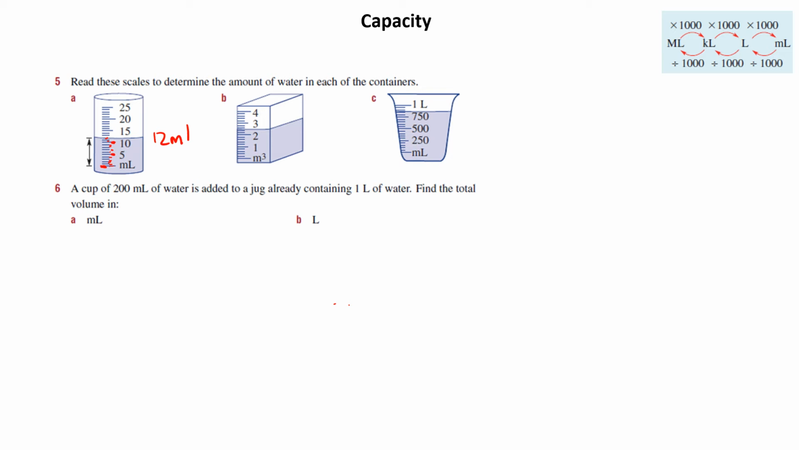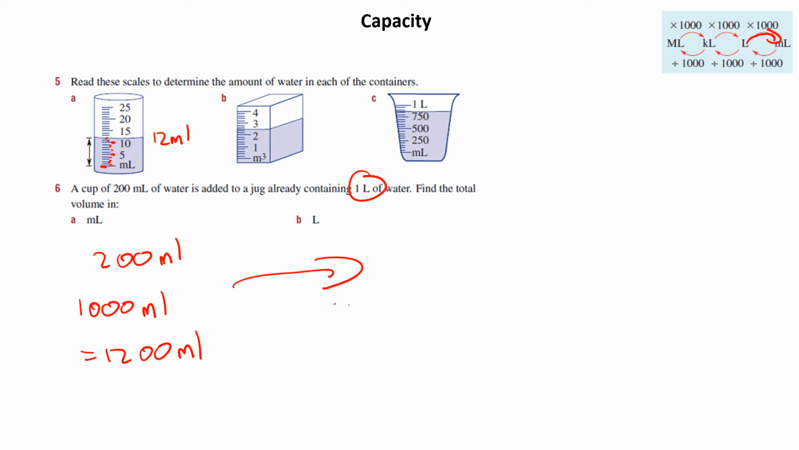A cup of 200 mils of water is added to a jug containing 1 liter of water. Find the total volume. Okay, so for this one, we know we've got 200 mils there, and we know if we went from 1 liter to mils, I'd have to multiply by 1,000. So I'm going to have 1,000 milliliters, so therefore I'd have 1,200 milliliters. Then to do this part, we're basically going back this direction. So I'm going to get you to work that out.